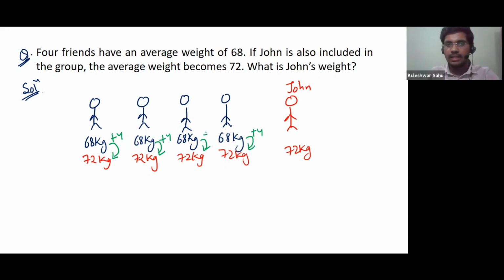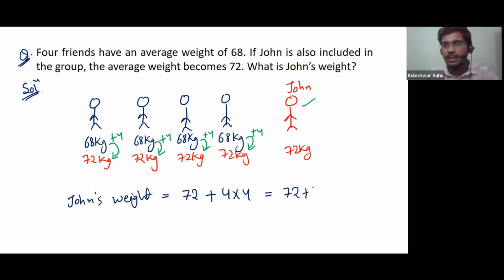And this plus 4 kg extra came because of whom? Because of this one extra person who entered the group. So John's weight will be equal to 72 plus 4 into 4, because this 4 into 4 came because of John. So 72 plus 16 is equal to 88 kg. So John's weight is 88 kg.